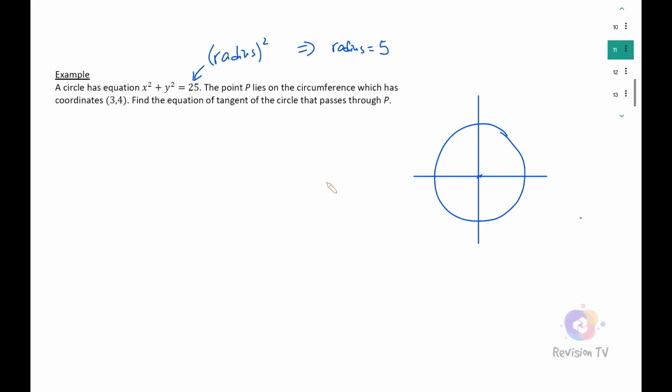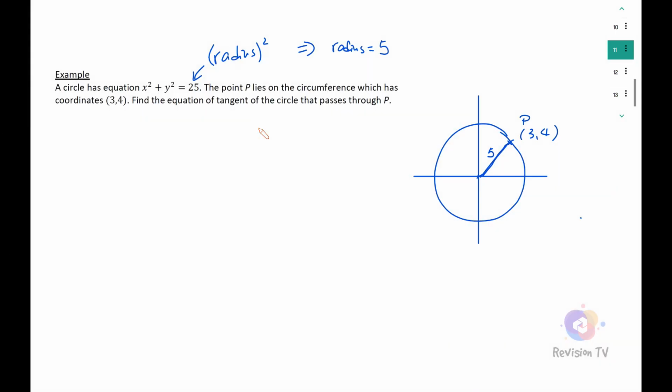So that's 0, 0. And what we know is the point P lies on the circumference, which is (3, 4). So (3, 4) is somewhere here. And what we know is that the radius here is 5. Find the equation of the tangent of the circle that passes through P. So that point is P. So where's that tangent line? Well, that line will be here.